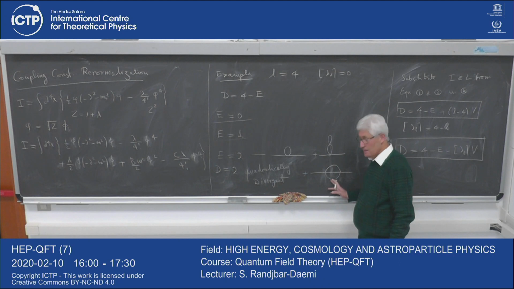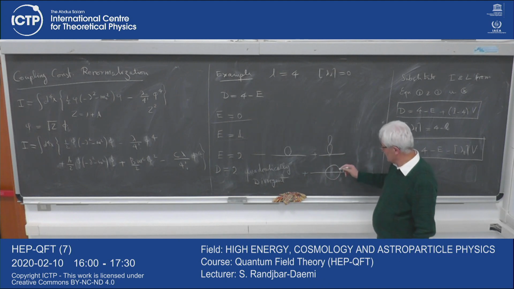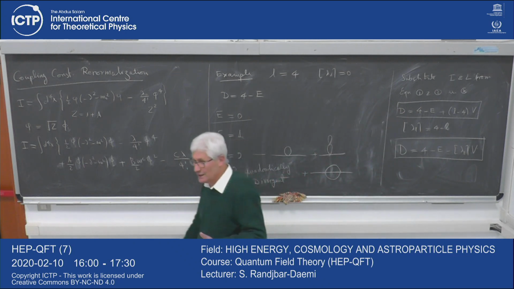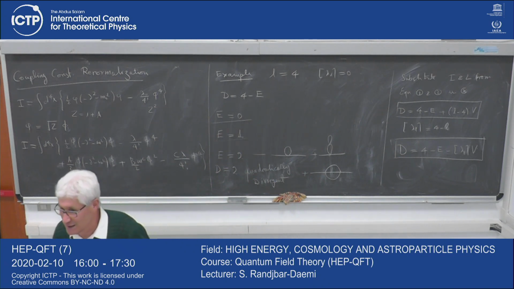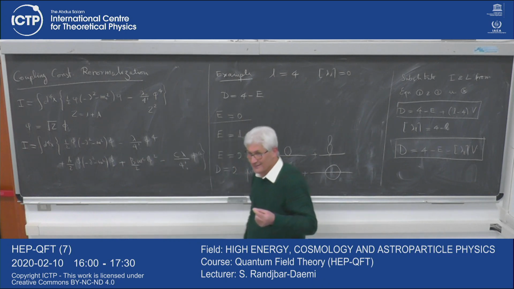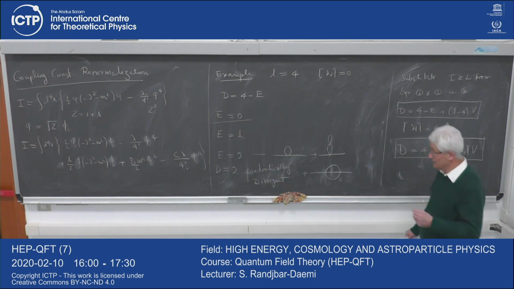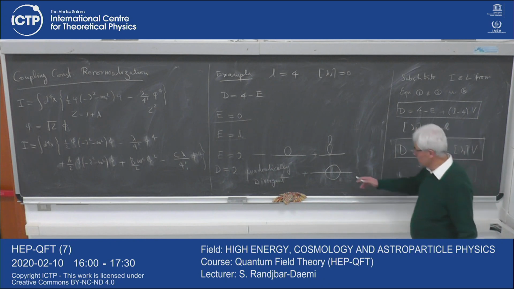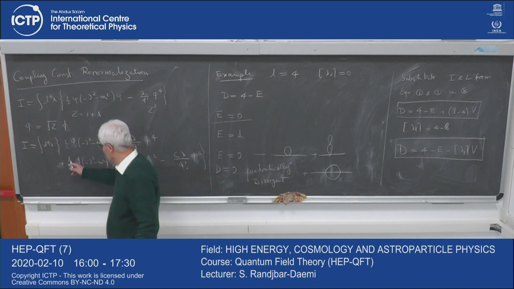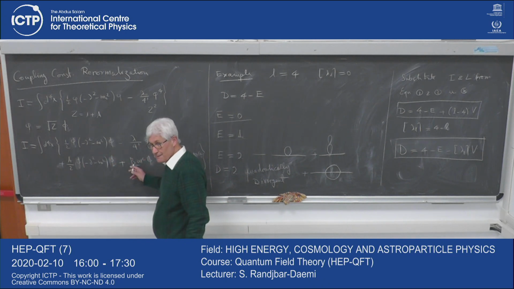Let's look at this one. You see that there is 1, 2, 3. There are 3 propagators here, and there are 2 loops. If you think about it, you will see that actually that will contain the quadratic and the logarithmic divergence. Not just quadratic, but quadratic and the logarithmic divergence. The logarithmic divergence will contribute to A, and the quadratic divergence will contribute to B.